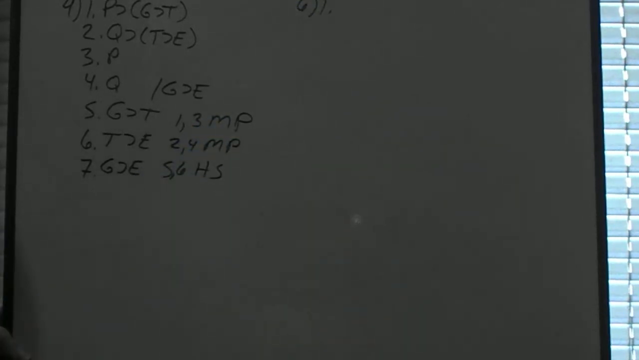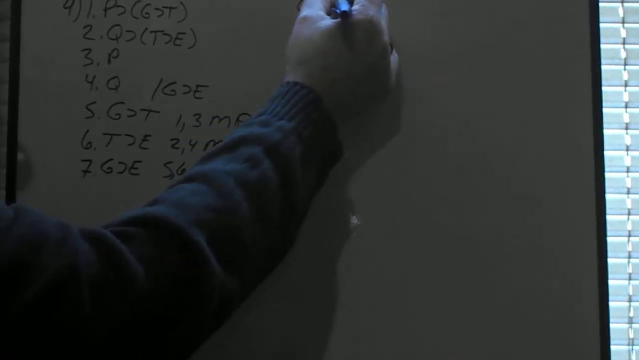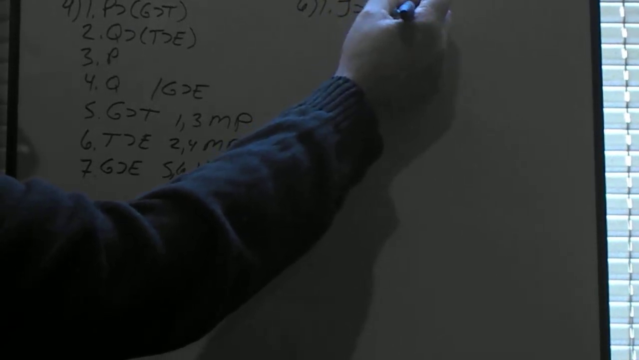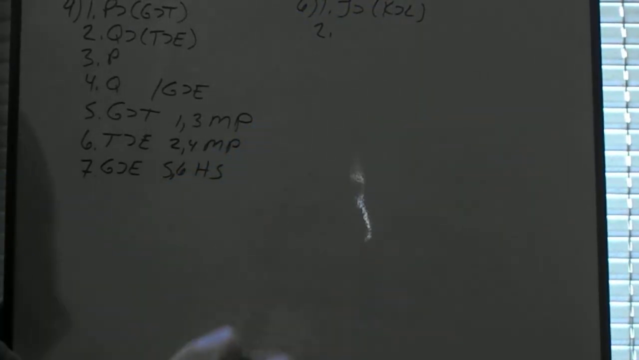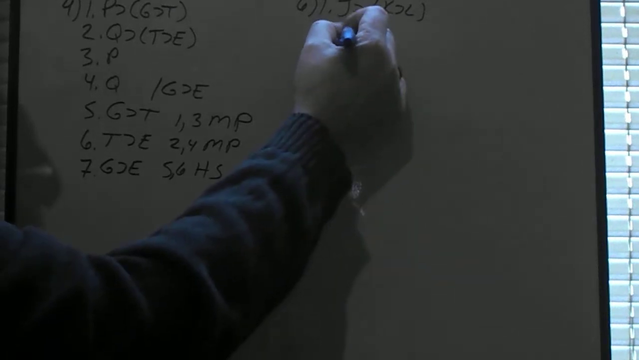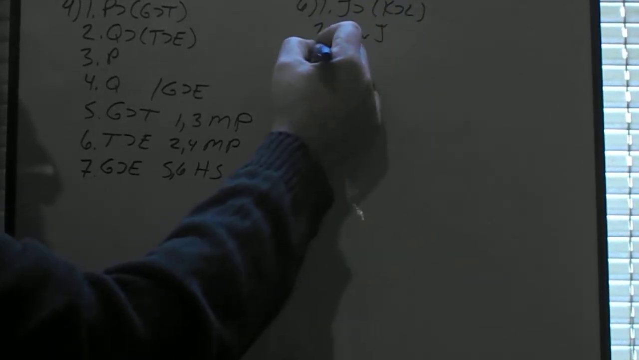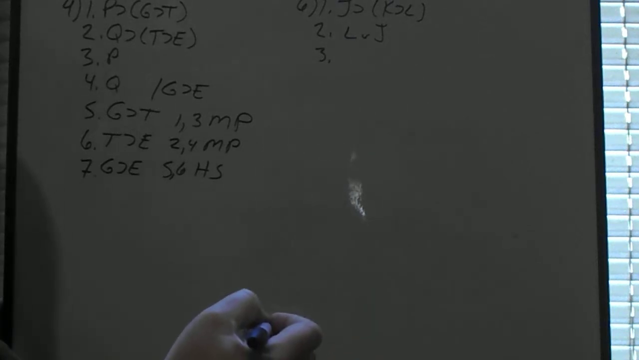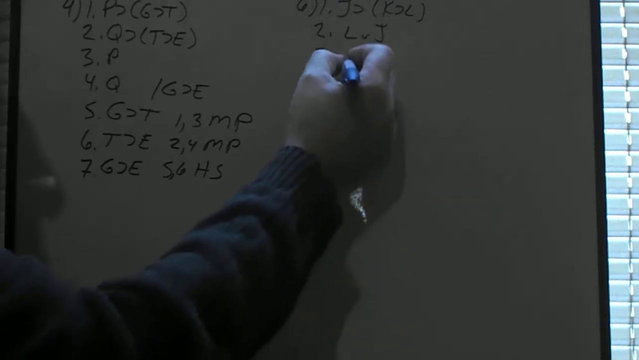Number 6, we have 1. J then K then L. 2. K or J. 3. L or J. Not L, therefore not K.